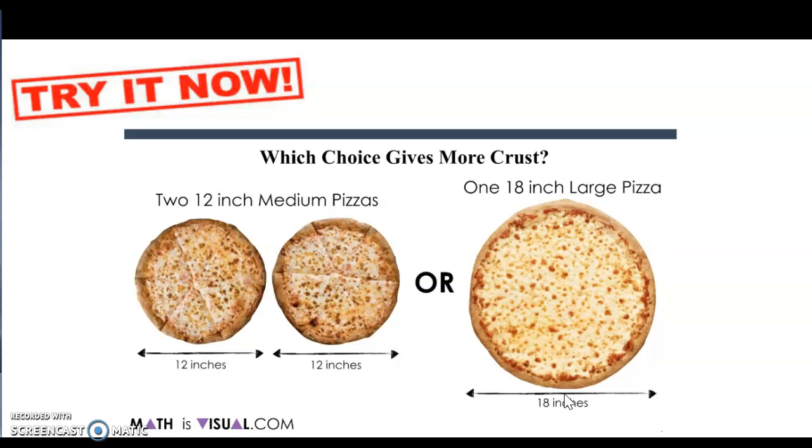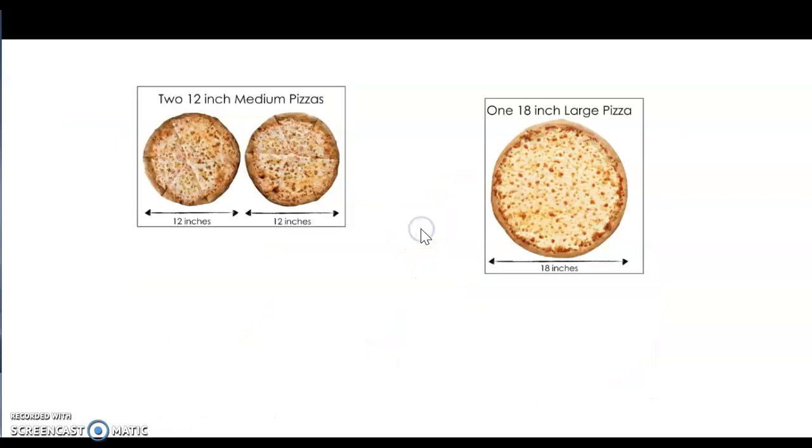Let's try this problem. Okay, common problem. You have a choice between ordering 2 12-inch medium pizzas or one 18-inch large pizza. Which is better? Well, it depends. Do you really just care about the crust, or do you care about how much pizza you're getting? Say if you are one of those people who just care about the crust, who loves to eat crust, then which would be a better deal?